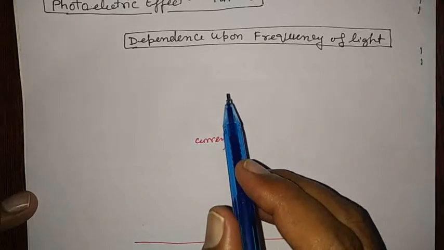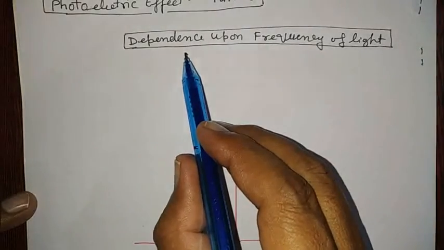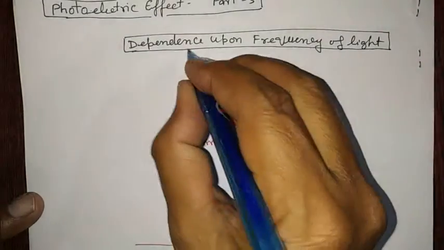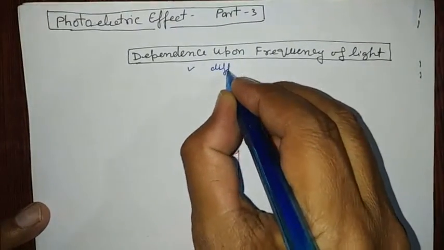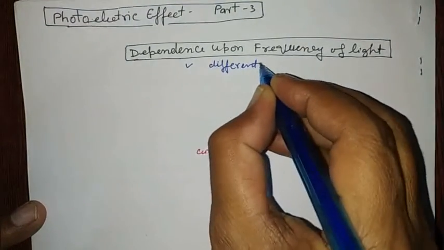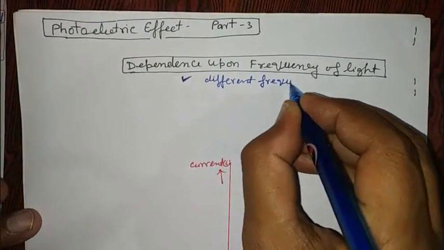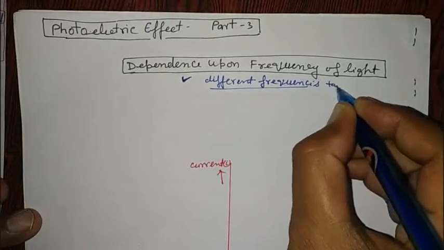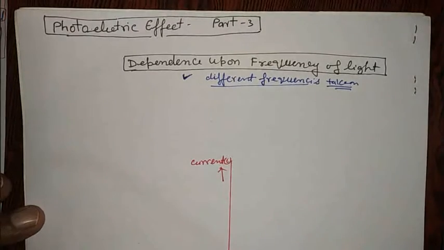In part 3, where we are going to watch the dependence upon the frequency of light, we are going to see the experiment with different frequencies taken here. Let's see how this experiment is performed.